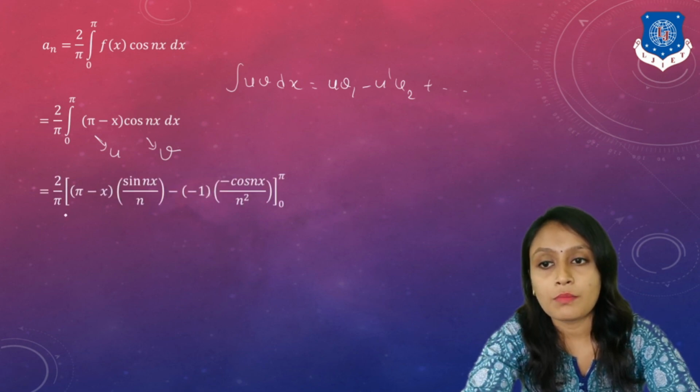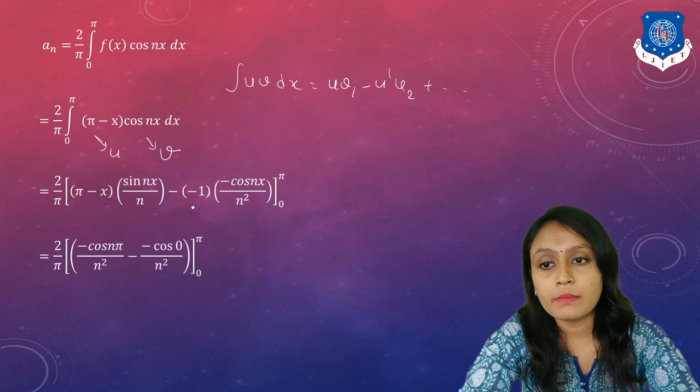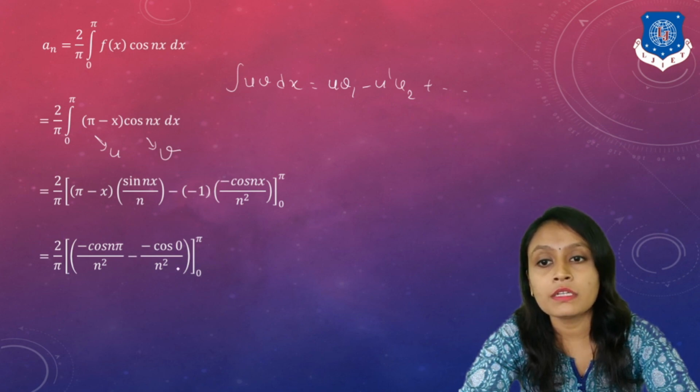So you will get here 2 upon pi, this u as it is, v1 means integration of cos n x, that is sin n x upon n, minus u dash, so the derivative of this term, it is minus 1, and integration of sin n x, we have minus cos n x upon n square, and the limit is 0 to pi. Now substitute the limit. Here sin n pi is 0, so this term is gone. Here minus minus plus and this minus, so here we have minus cos n pi upon n square minus, now the lower limit. When you substitute 0 here, sin 0 is 0. Again minus minus plus and this minus, so here we have minus cos 0 upon n square.